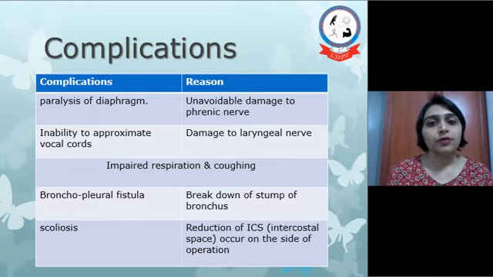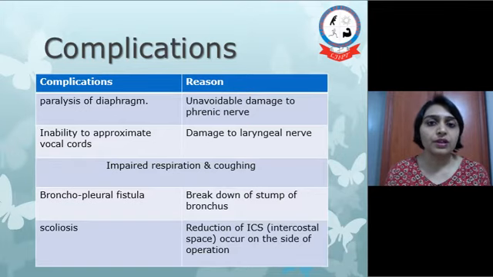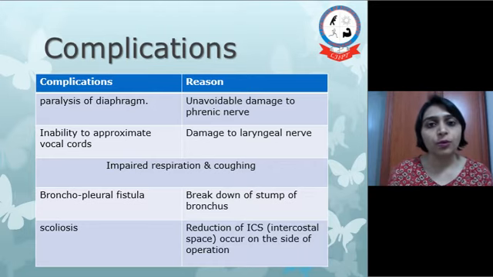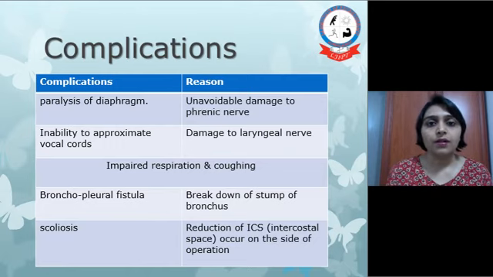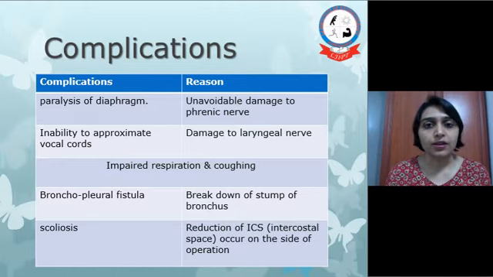Next is bronchopleural fistula, which is seen in a case just after surgery. Usually 3 or 4 days after surgery we may see the signs and symptoms of bronchopleural fistula, which is due to the breakdown of the stump of the bronchus, and fluid within the cavity may get invaded into the other sound lung. This can be prevented by positioning just after operation, which is the role of the physiotherapist. Next is scoliosis, which is a complication occurring due to reduction of intercostal space on the side of operation.